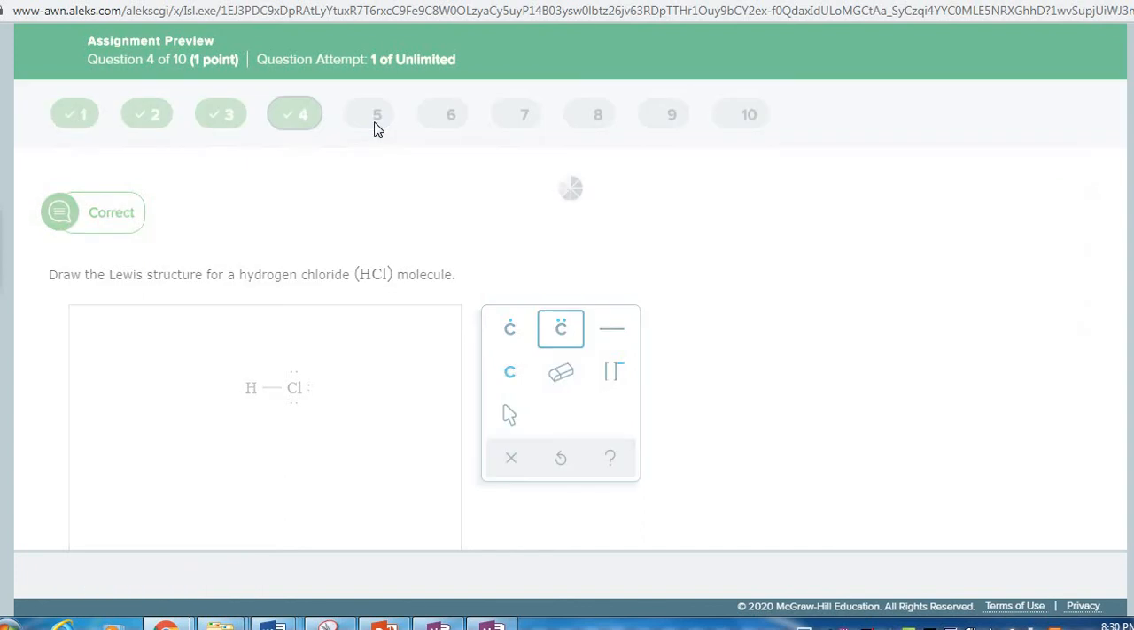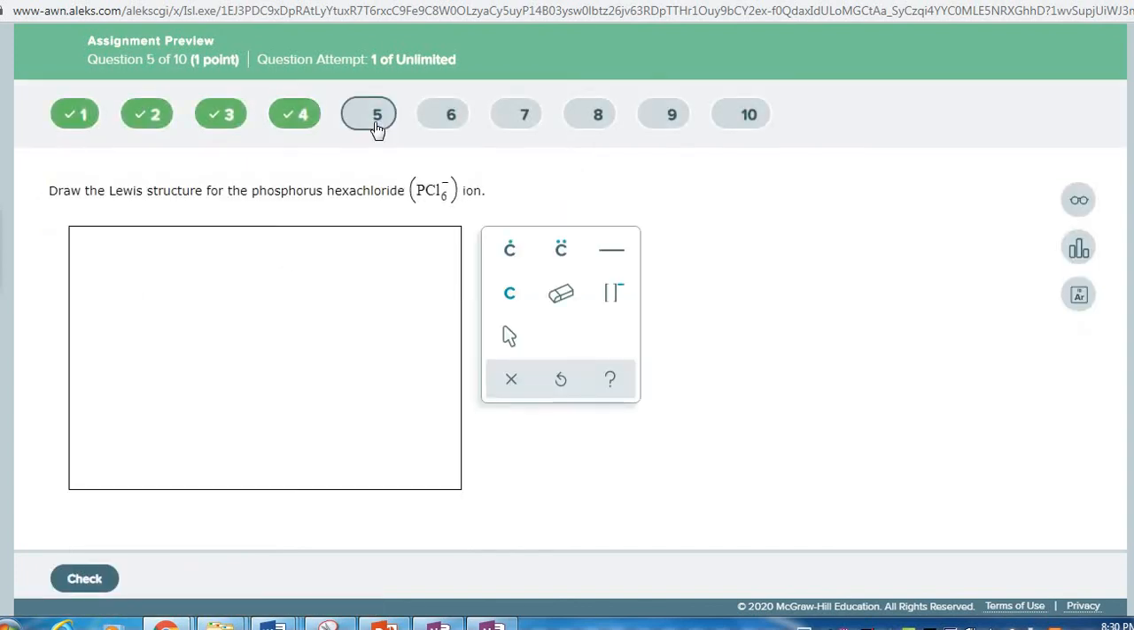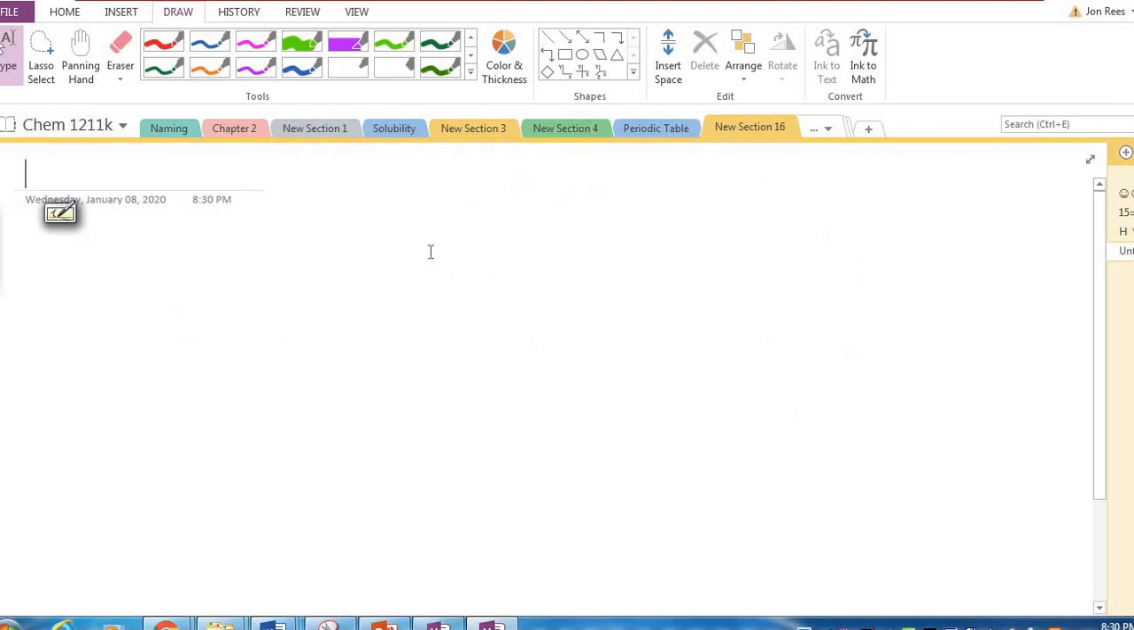And we probably have time for one more. Let's go ahead and add a 5th one here. Okay, draw the Lewis structure for phosphorus hexachloride, and it's going to be this ion right here. Okay, so let's go ahead and do that. Let's come over here. Let me just go ahead and add a new page here. Alright, so let me grab my marker and let's go ahead and do this.